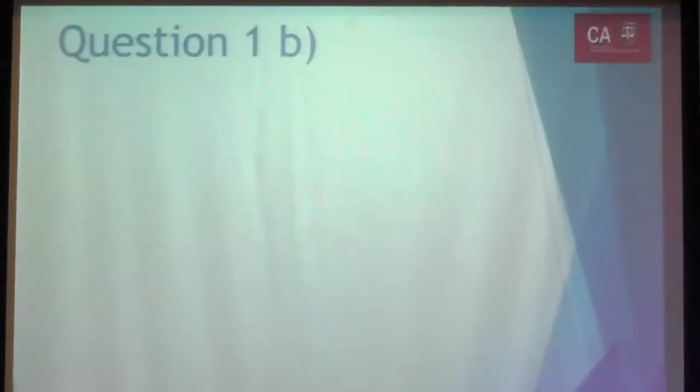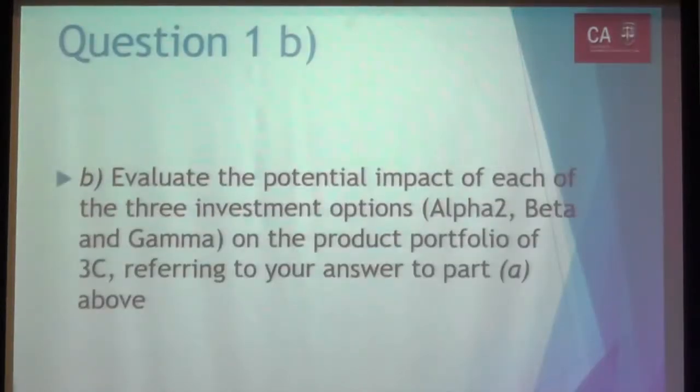Let's move into the next question, guys. Question number 1 has 2 parts. We just discussed part A. Let's move into part B. Part B is: evaluate the potential impact of each of the 3 investment options, alpha 2, beta and gamma, on the product portfolio of 3Z, referring to your answer to part A above.